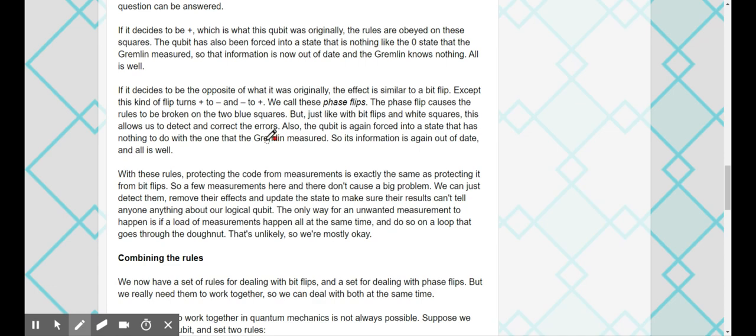All is well. If it decides to be the opposite of what it was originally, the effect is similar to a bit flip, except this kind of flip turns plus into minus and minus into plus. We can call these phase flips.